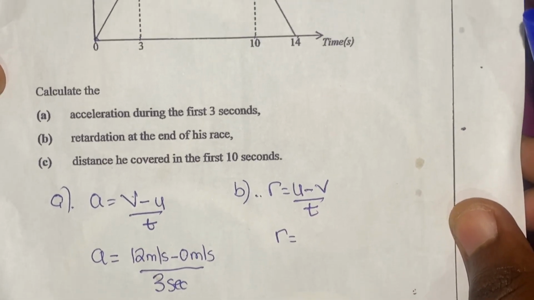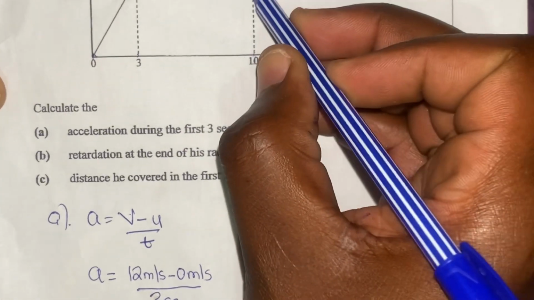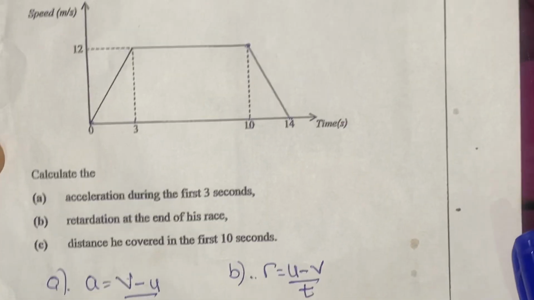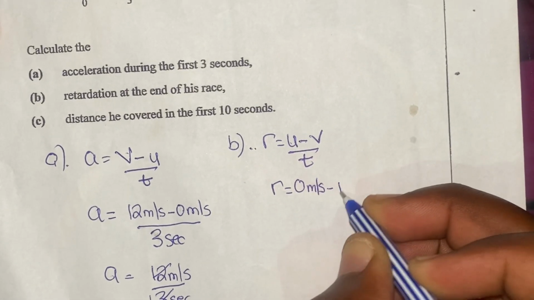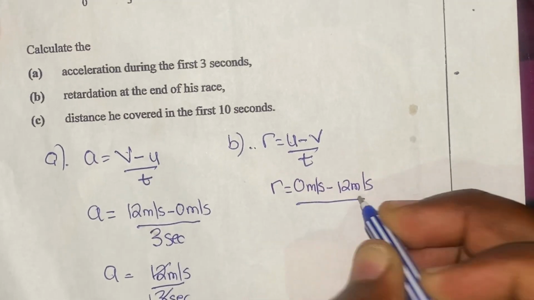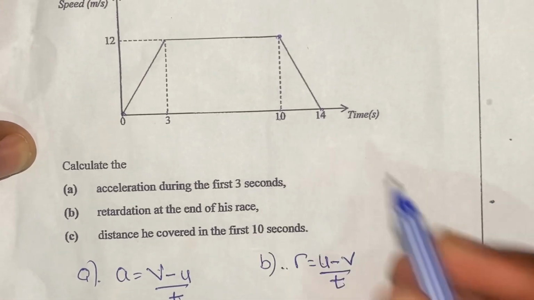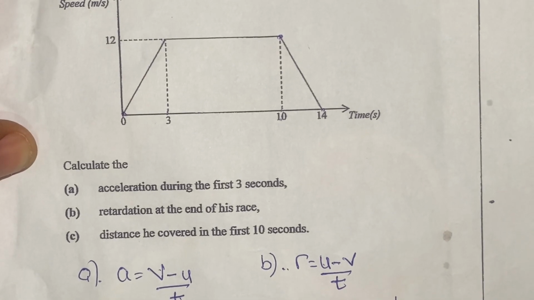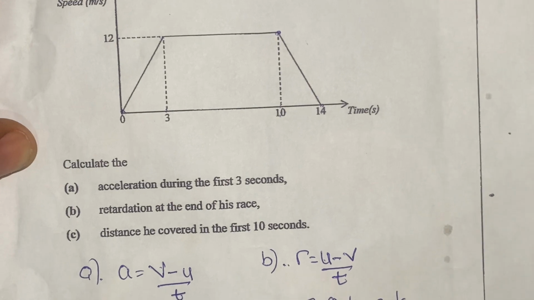at the end of his race, we're talking about between 10 and 14. So we're starting from this point up to this point. So our final was 0 meters per second minus the initial, which is 12 meters per second, over 14 minus 10, which is going to give us 4 seconds. And retardation, rather A, we're going to say 0 minus 12, negative 12 meters per second over 4 seconds.